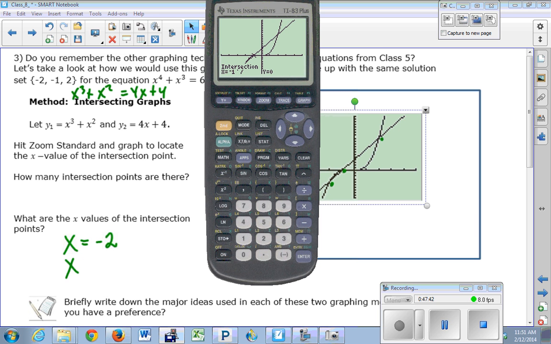And you get your second x value. And then you hit second calc, intersect again. Move your cursor along so that you're somewhere close to that third intersection point. Hit enter, enter, enter. And x equals 2. And voila, there are your 3 solutions.